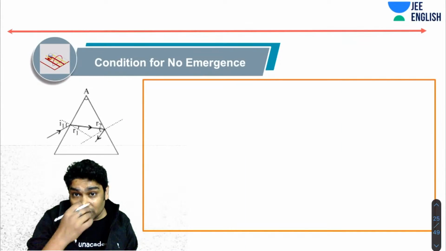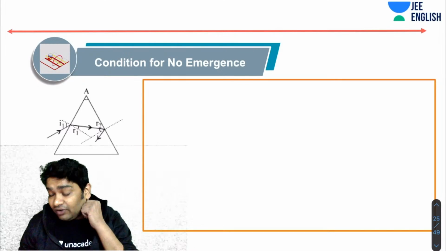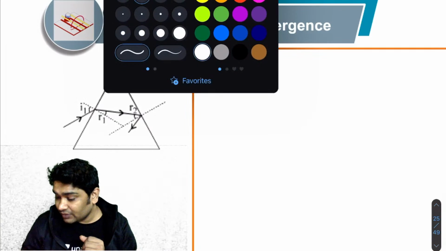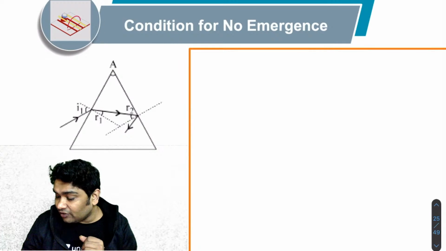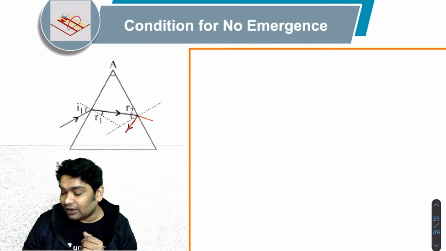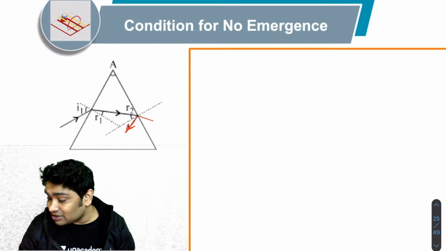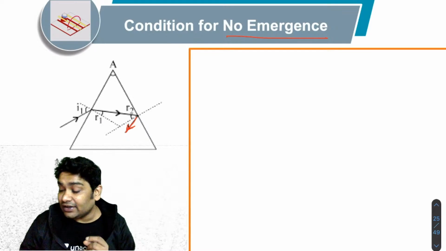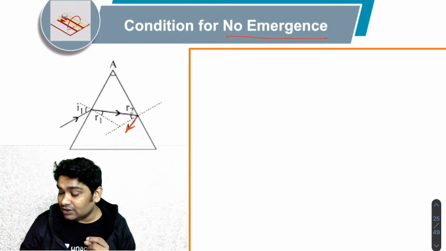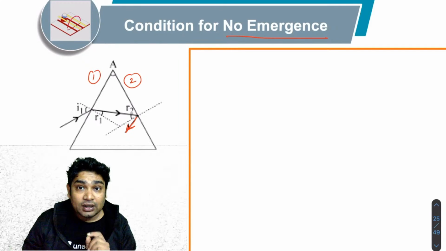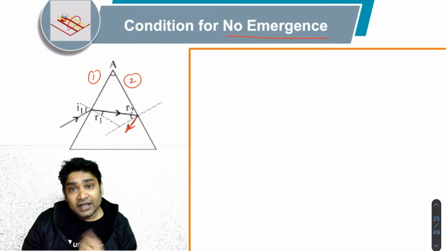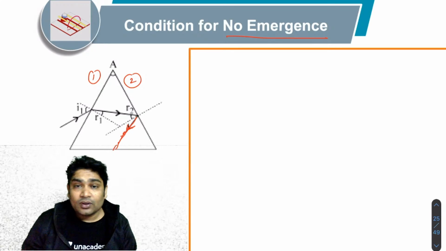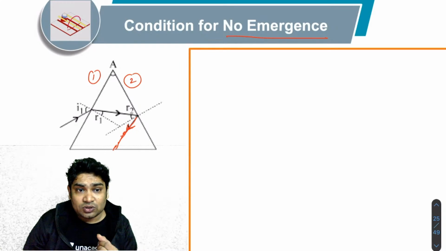Next, we'll talk about the condition of no emergence. There will be a certain condition in which a light ray enters this, but instead of coming out of here, it actually gets reflected back. So in this case, it does not emerge. This is called the condition for no emergence. No emergence means that any light ray entering refracting surface 1 does not emerge out of refracting surface 2. In fact, it may or may not come out of the third base, or maybe it gets reflected from the base also.